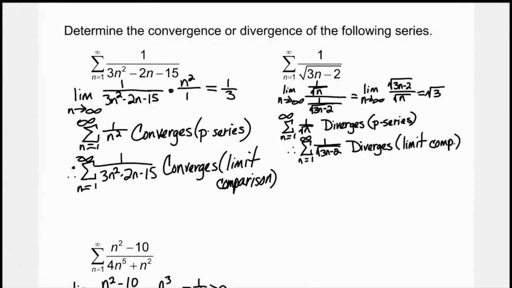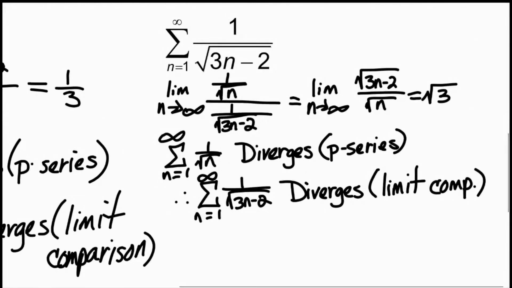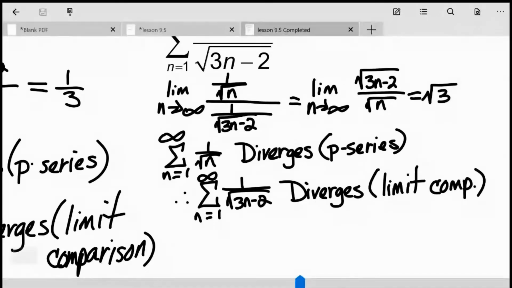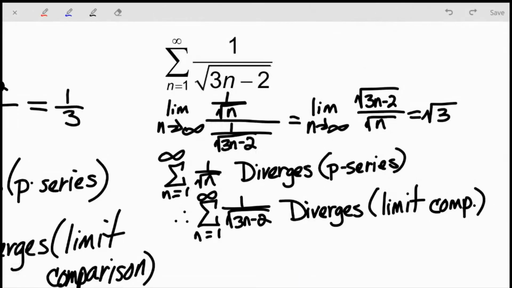All right, so here is the solution to the first one. And you can see I chose to compare it to 1 over square root of n, and I got a limit value of square root of 3. Now, it doesn't matter what order I write this expression in. I can flip this as long as I have the ratio of the 2 terms, right?